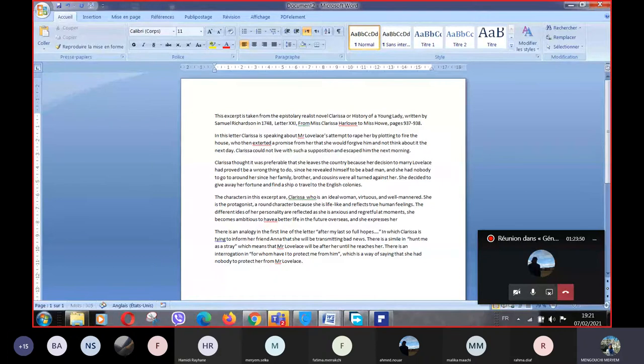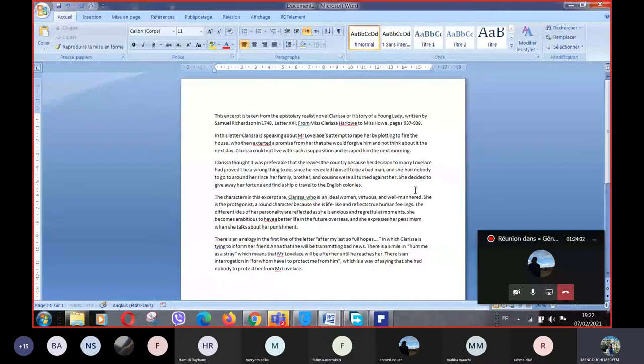She's not static. She also matures during the narration. Even in this excerpt she does change from the beginning to the end. Before this letter she believed in Mr. Lovelace, but now she knows that he is a bad person.